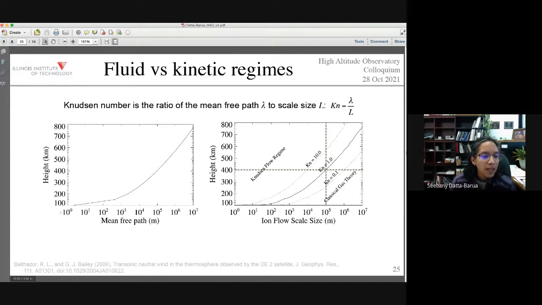So on the left-hand side, we're showing as a function of the altitude in the atmosphere, this characteristic mean free path length in meters. So this is lambda as a function of height. And on the right-hand side, also as a function of height, we're then considering the L, the ion flow scale size on the horizontal axis here.